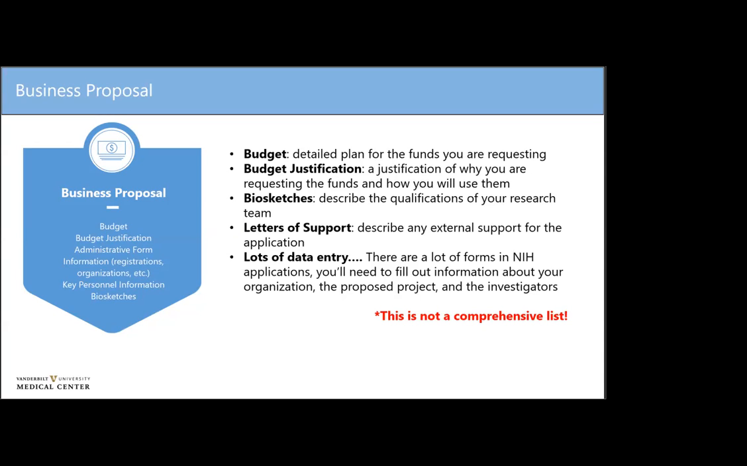And then lastly, most grants have so much data entry to do. There are a lot of forms. They're asking you to fill out information about your organization, about the investigators, about the project itself. So that's why I say it's helpful to have just a basic understanding of what the project is, and that'll help you fill out the form. Is it a clinical trial? Are there human subjects research being conducted? That sort of thing. This is not a comprehensive list of documents, but this is more of an example of kind of business components of a grant.